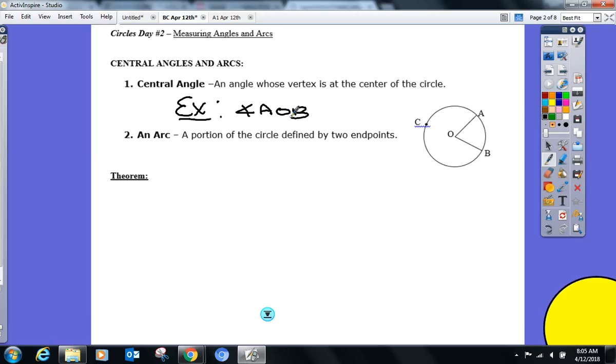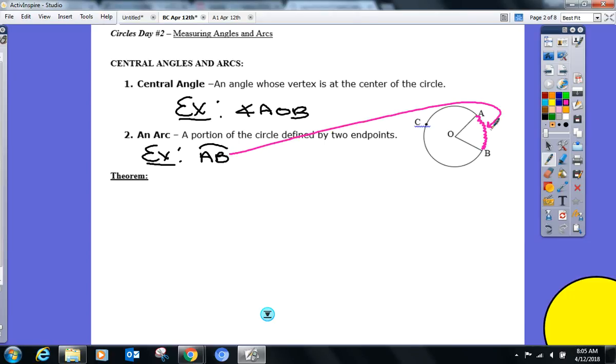And then you have an arc, which is a portion of the circle defined by two endpoints. So up here, we have a symbol for arc. It's like a little umbrella. So I could call arc AB. That's what that looks like. Arc, that's the arc symbol above it. Don't make it look like a segment symbol. Arc AB, which is referring to, everyone, this arc right here is arc AB.